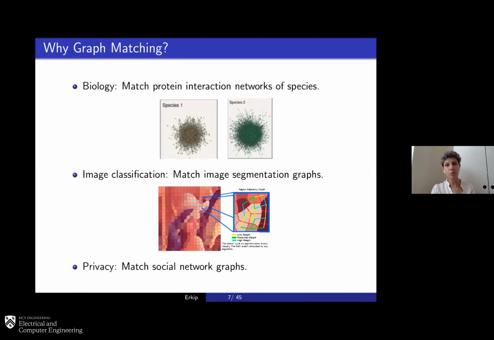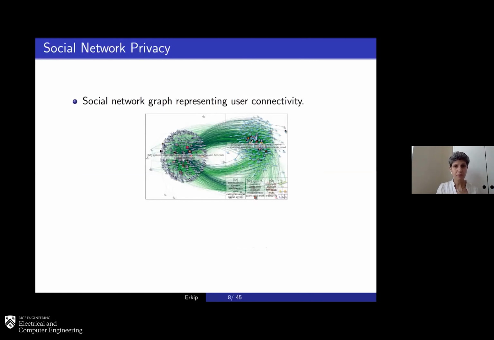So let me talk a little bit about some of these privacy problems and how they relate to graph matching, and what's our approach in solving those problems. I think everybody here in this seminar and anywhere else would agree with me that social network privacy is a very, very important problem.